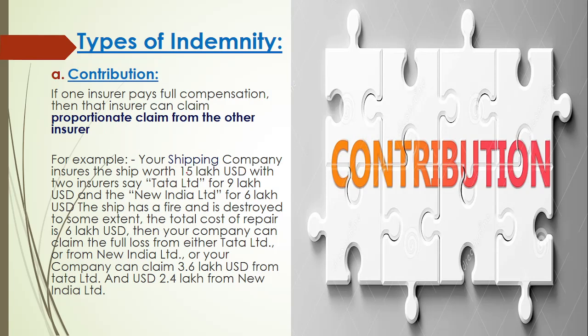Suppose your shipping company insured a ship worth 15 lakh USD with two insurers: Tata Private Limited for 9 lakh USD and New India Private Limited for 6 lakh USD. And your ship's worth is how much? 15 lakh. So the worth of the ship is 15 lakh. You have taken insurance from Tata and from New India. From Tata you have taken 9 lakh, from New India you have taken 6 lakh. Now suppose the ship has a fire and is destroyed to some extent.